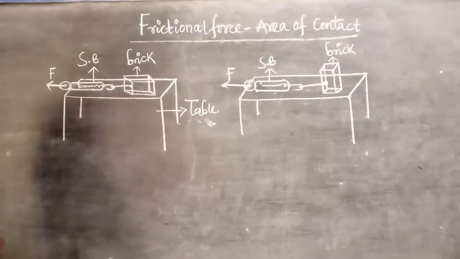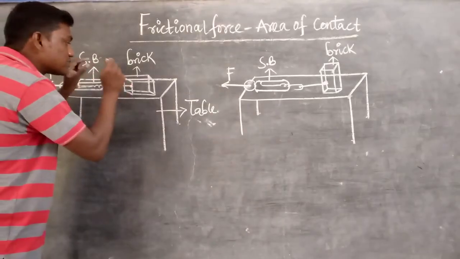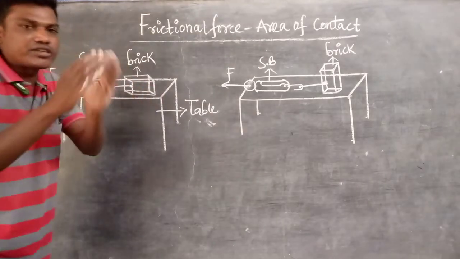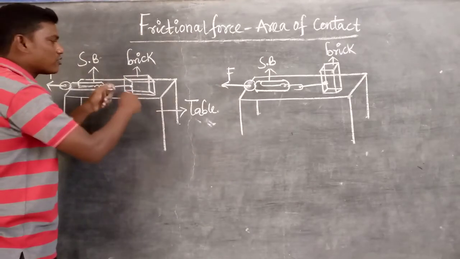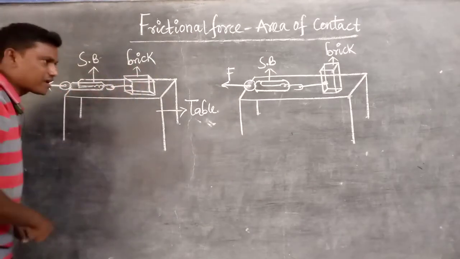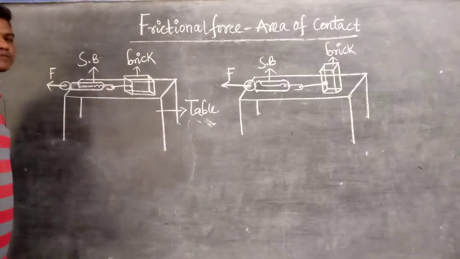Once again, listen very carefully. First of all, you take a brick. The brick is placed horizontally on the surface of the table. Now we take a tiny rope. The tiny rope is tied to the brick, and the other end is connected to the spring balance.